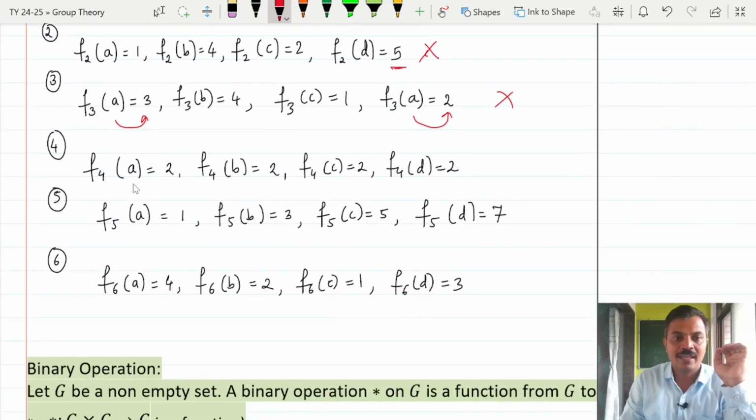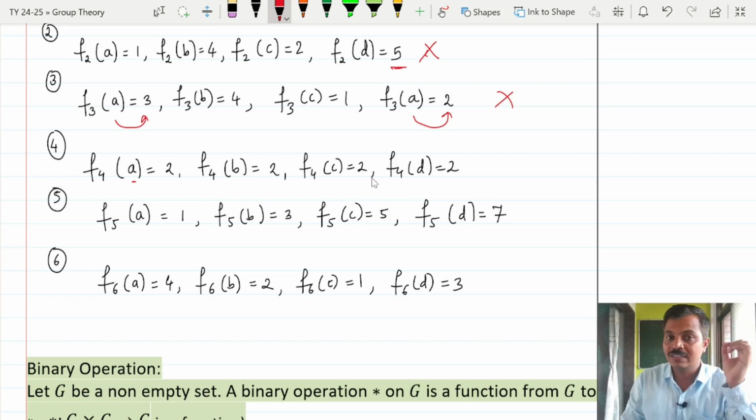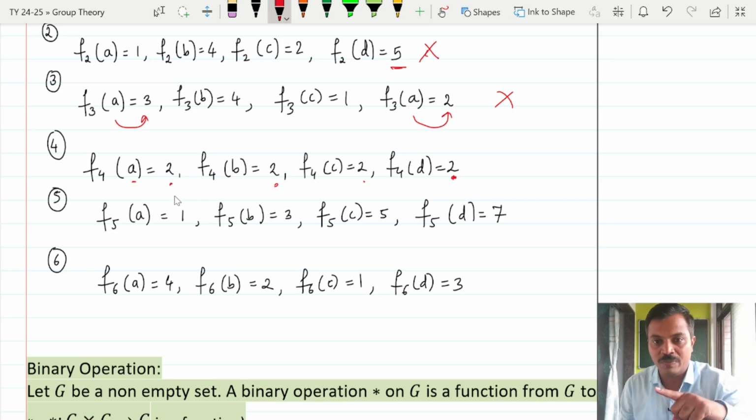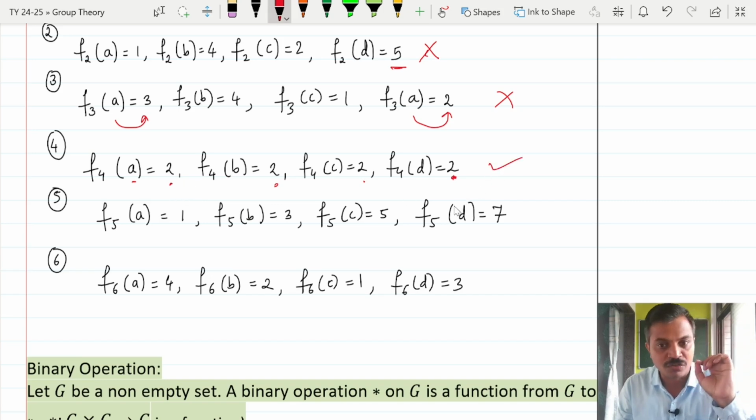Moving towards the next one. So here A is having an image, which is 2. B also has an image, which is 2. C also has an image, and D also has an image. So every element in the domain does have an image. Further, that image is unique also, and whatever image we have, that also lies in the codomain, right? Therefore, it is an example of a function.